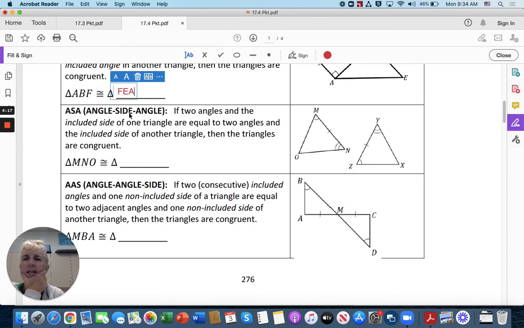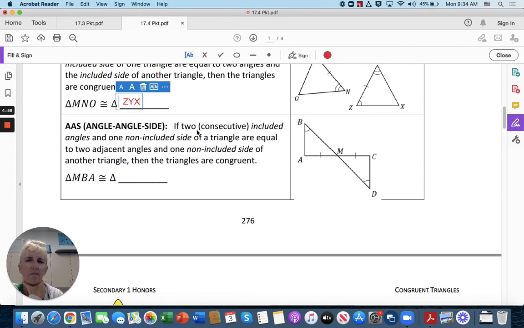Okay, angle, side, angle. If 2 angles and the included side of one triangle are equal to 2 angles and the included side of another triangle, then the triangles are congruent. So we have angle, side, angle. M corresponds with Z. The MN corresponds with ZY. Angle N is congruent to angle Y, so it's angle, side, angle, which is why you know they're congruent. So M corresponds with Z, and N corresponds with Y, so it'd be ZYX, and that's the way you should write it out.